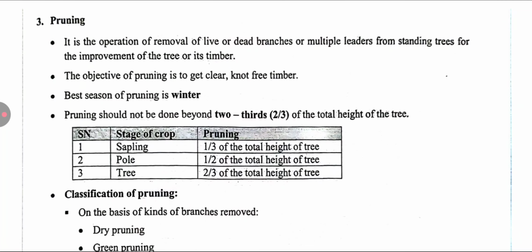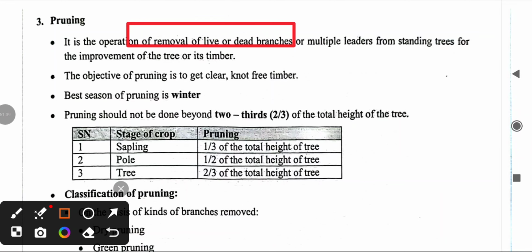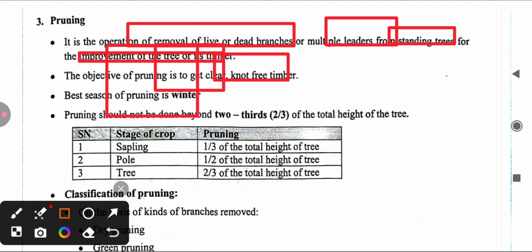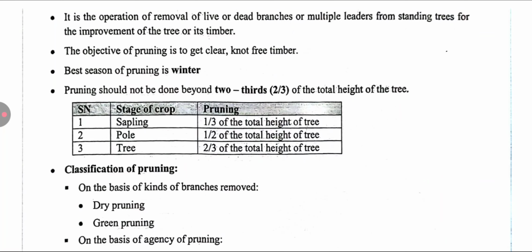Pruning. Pruning is the operation of removal of live or dead branches or multiple leaders from a standing tree for the improvement of the tree or its timber. The objective of pruning is to get clear knot-free timber. The best season of pruning is winter. Pruning should not be done beyond 2/3 of the total height of the tree.